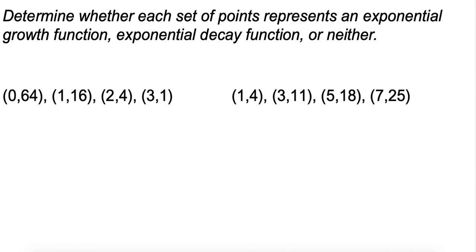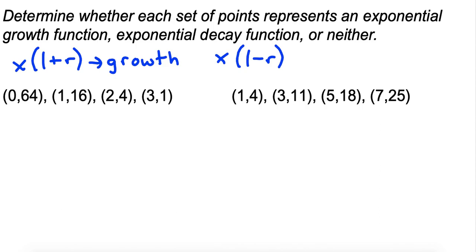Okay, so now we need to decide whether it is exponential growth, exponential decay, or neither. So, the way you can tell is if we are multiplying by something bigger than 1, then that tells us it's growth. If we are multiplying by something less than 1, that tells us it's decay. Anything else is neither. So, if we just put this into a table really quick, like an XY table, so X is there, Y is here.